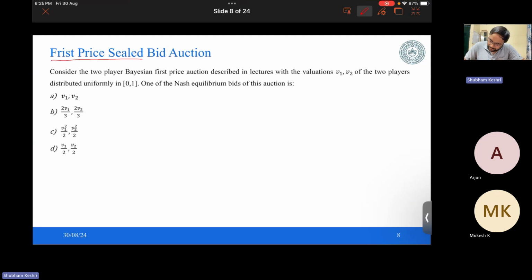So this is the first question. This is a first price sealed bid auction, and it says that there are two players. So there are two players, and the valuation of each of the players is B1 and B2. Right? And it is uniformly distributed between 0 and 1. Which one of these is a Nash equilibrium? This is the question. Okay? If you have seen the lectures, then you will be easily able to identify. Otherwise, we'll solve this and then we'll see which one is the Nash equilibrium for this problem.